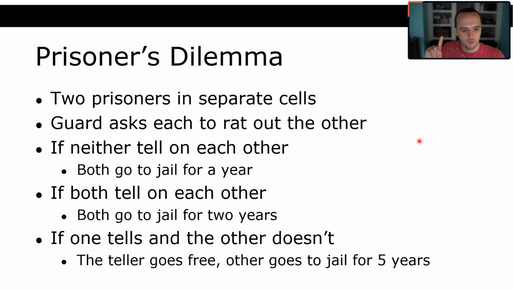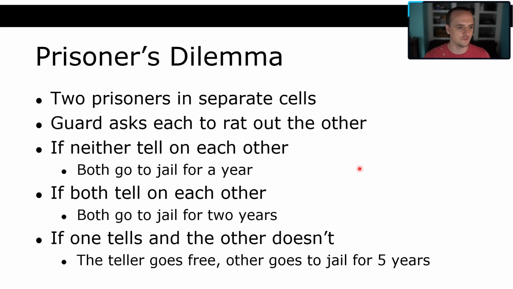However, if one person tells and the other person doesn't, then the teller is going to get a bonus for cooperation, and the other one is going to get a harsher sentence for lying. Okay? So if one tells and the other doesn't, then the teller is going to go free, and the other one is going to go to jail for 5 years. All right. So this is the outcome. The jail time is the outcome.